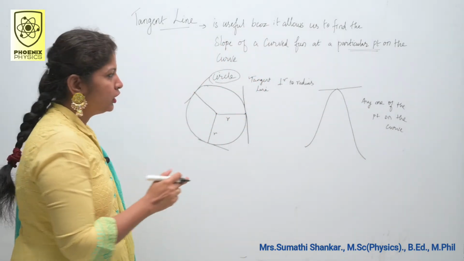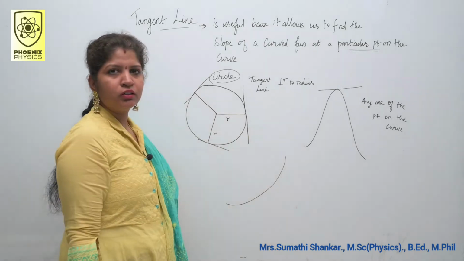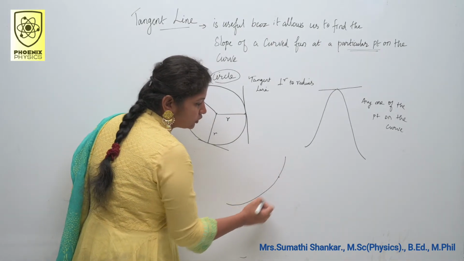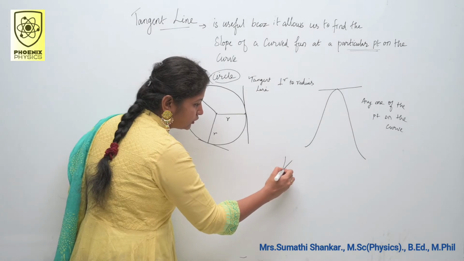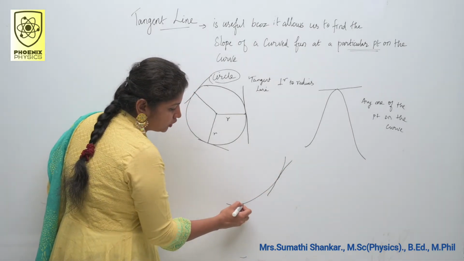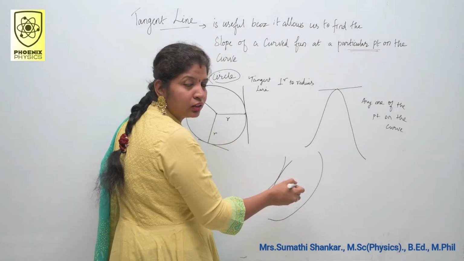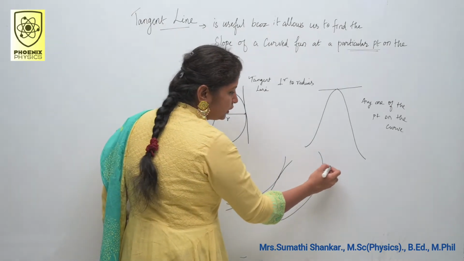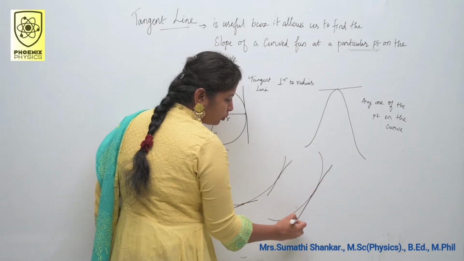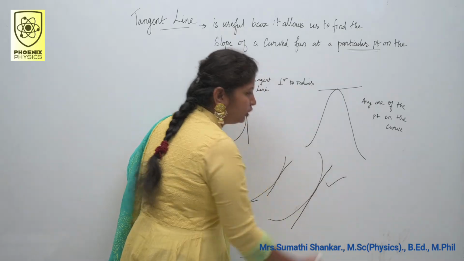Up to this clear? Suppose my graph is like this. How do you draw a tangent line? You take any one of the points. Suppose you take the point here, you draw the tangent line like this. Suppose you want to plot a tangent line to this point, it is like this. If it is a curve shaped graph, the tangent line should touch any one of the points on the graph. I need this diagram only.